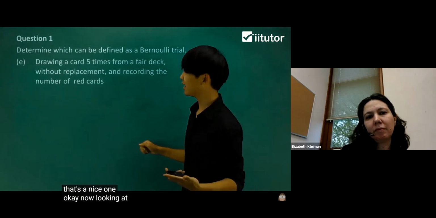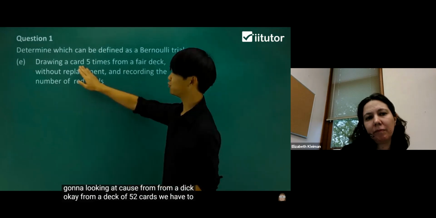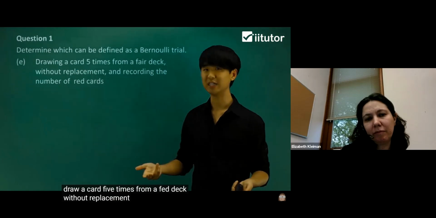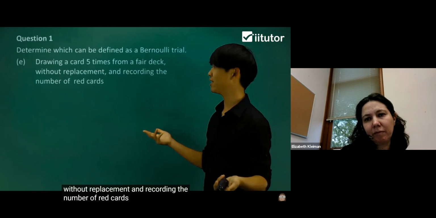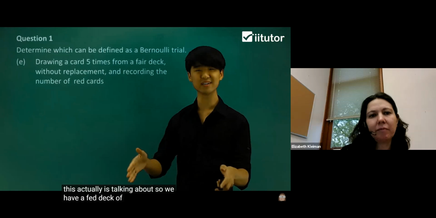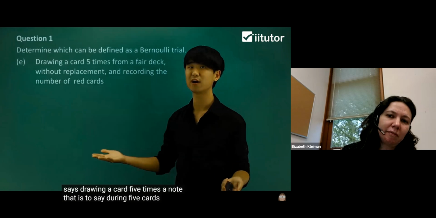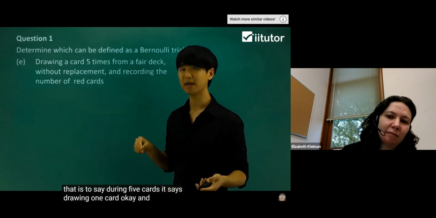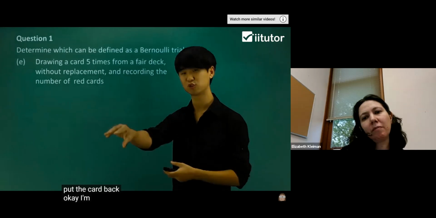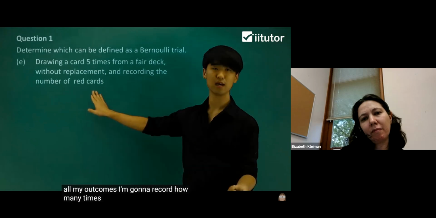Now looking at this one, we're looking at cards from a deck. From a deck of 52 cards, we consider the event where we draw a card 5 times from a deck without replacement and record the number of red cards. Let's think about what this is actually talking about. We have a deck of 52 cards, and it says drawing a card 5 times. Note that it doesn't say drawing 5 cards. It says drawing 1 card, looking at it, and without replacement, meaning I'm not going to put the card back. I draw another card, and I do that 5 times. With all my outcomes, I record how many times I get red cards.